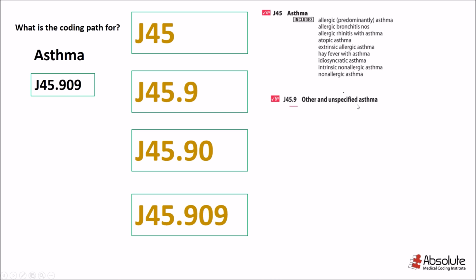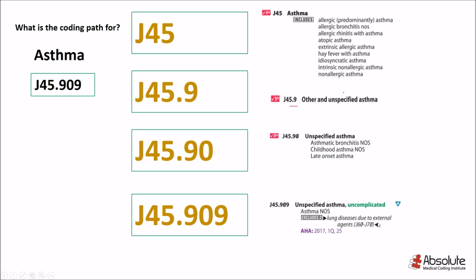J45.9, other and unspecified asthma. J45.90, unspecified asthma, and the language and the terms underneath applies to your reference code, your J45.909, so you have to read it. And then there's your code, J45.909. So this is how you can determine if you're on the path.